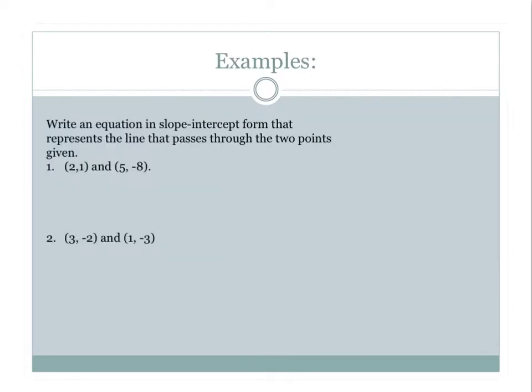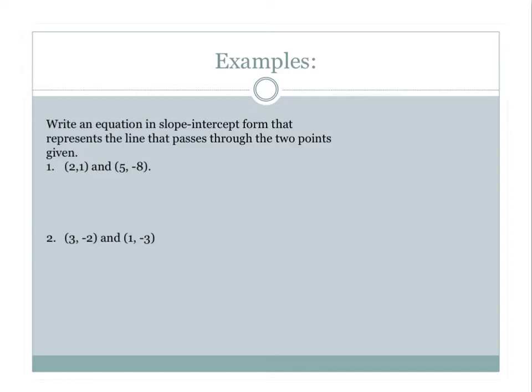Okay, so here are our examples. Write an equation in slope-intercept form that represents the line that passes through the 2 points given. So the first one is (2, 1) and (5, -8). Pause your video, please, and find the slope of the line that contains those 2 points. Okay, so I'm going to go ahead and do the math as well. Get my color that I want to use for this video.